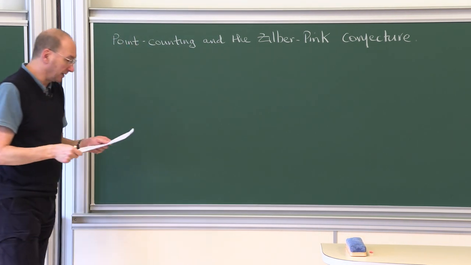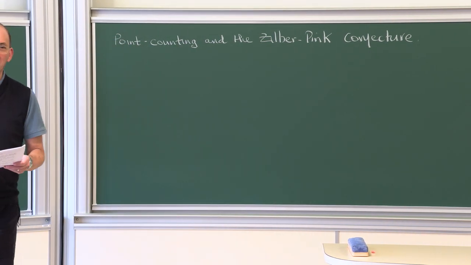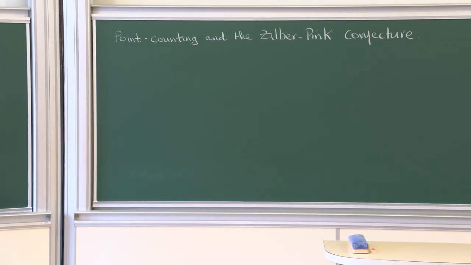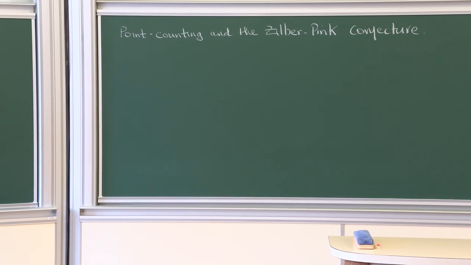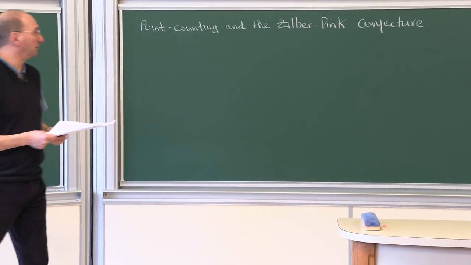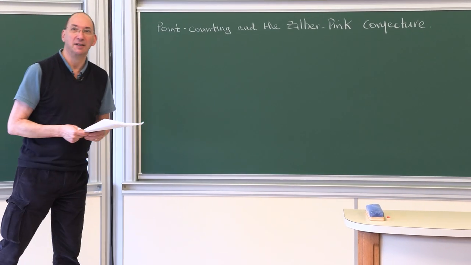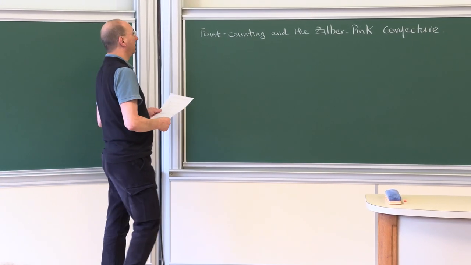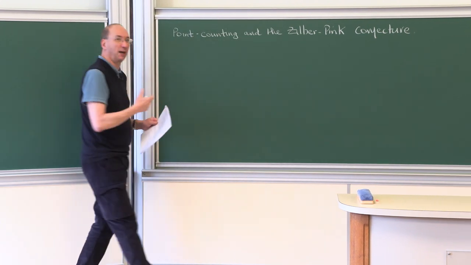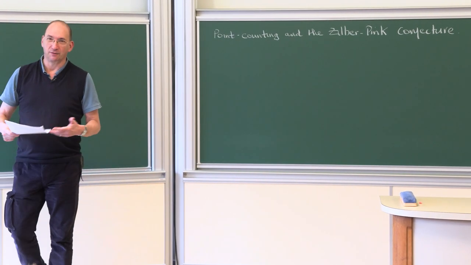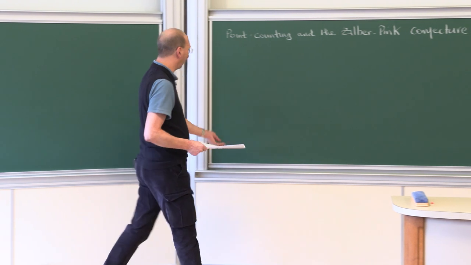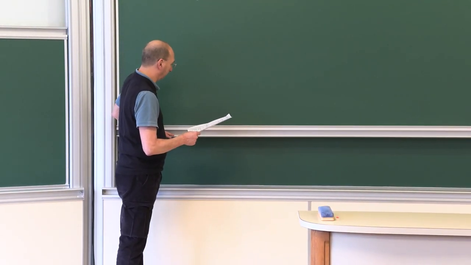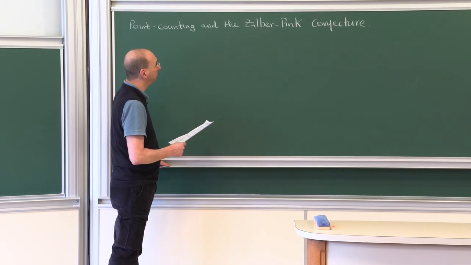And I guess the overall objective of the talks is to explain the Zilber-Pink conjecture and hopefully convince you that this is a many faceted and fascinating diophantine conjecture, and also to talk about point counting, which is one kind of tool which is quite useful, at least in some aspects of this conjecture. So those are the overall aims.